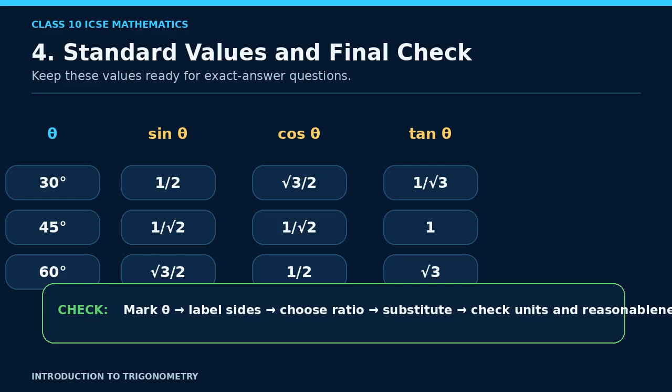Here are 3 standard angles worth remembering. For 30 degrees, sine is 1 half, cosine is √3 divided by 2 and tangent is 1 divided by √3. For 45 degrees, sine and cosine are 1 divided by √2 and tangent is 1. For 60 degrees, sine is √3 divided by 2, cosine is 1 half and tangent is √3. Now use the memory aid, SOH CAH TOA. Ask yourself, do I need opposite and hypotenuse, adjacent and hypotenuse, or opposite and adjacent?